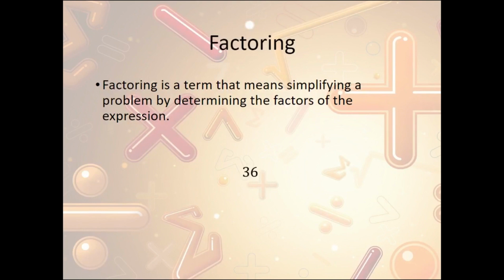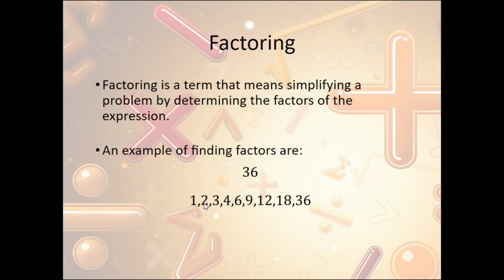So we need to be able to pick out a common factor that exists within a number or a set of numbers. In this case, let's just look at 36. What are the factors of 36? Well, we have 1, 2, 3, 4, 6, 9, 12, 18, and 36. These are factors because I can multiply all of these numbers by something and get 36. Or another way to look at it is 36 is divisible evenly by all of these numbers.